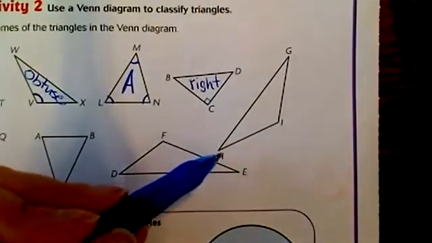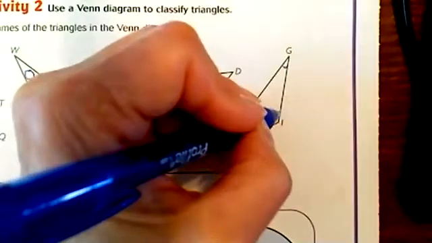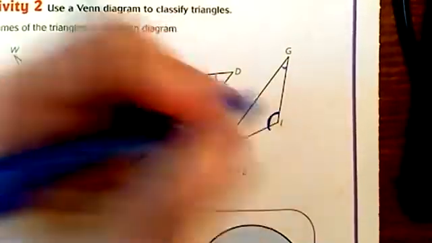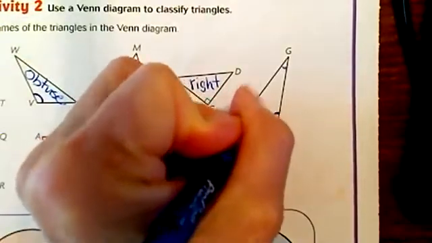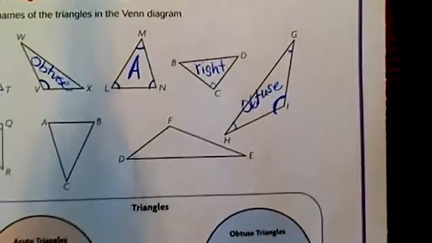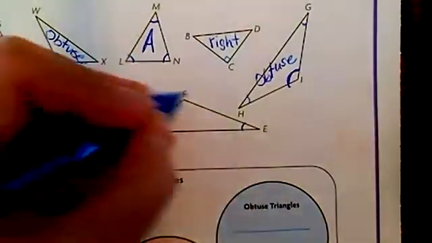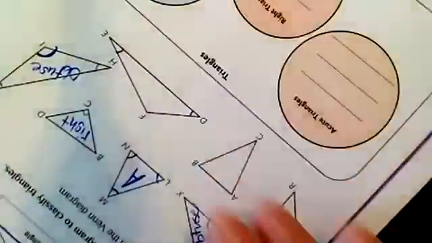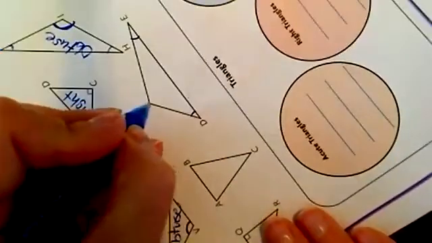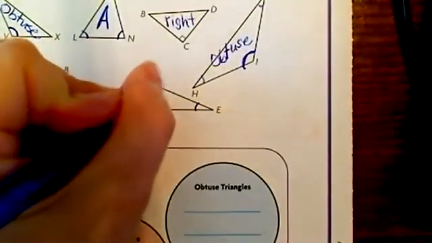Can you figure out this one? This looks acute. This one looks acute. But look at this big angle. And because it has this one big angle, it's going to be an obtuse triangle. Okay, let's look at this one. This looks acute. This looks acute. Sometimes what I do is I turn my paper and I get a better view. If I kind of go like this, I can see, okay, this is straight. Wow, this is a big angle. So I know that this is an obtuse triangle.